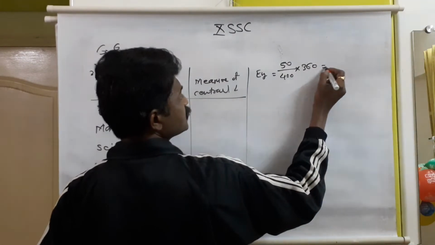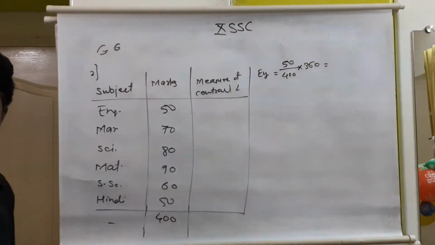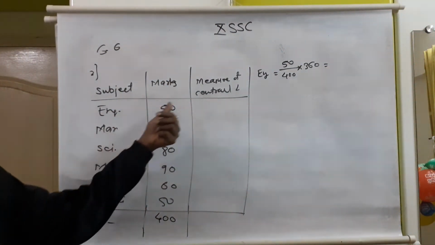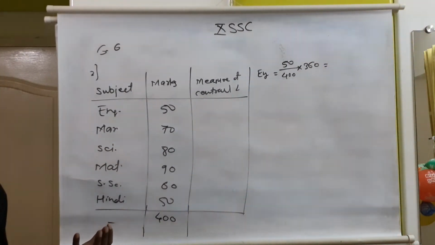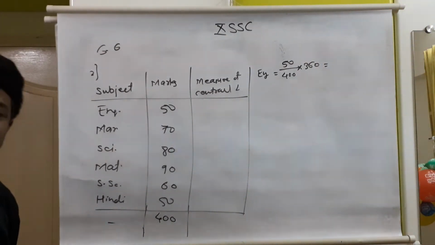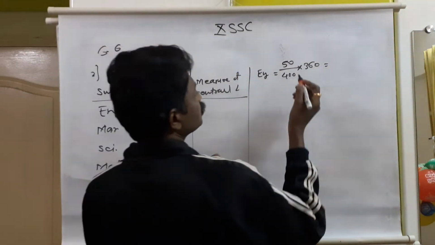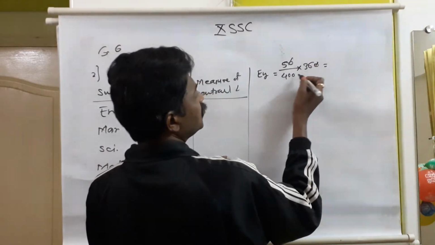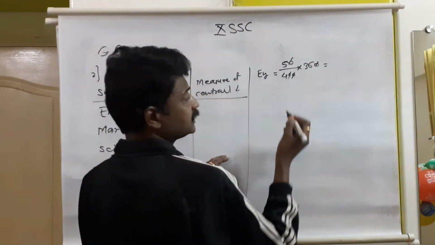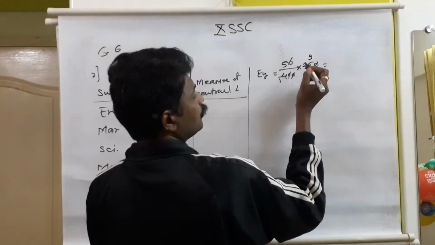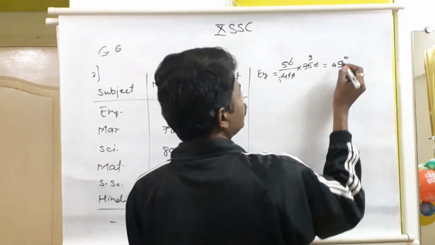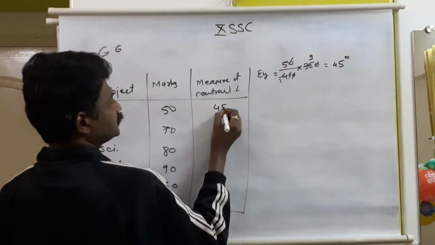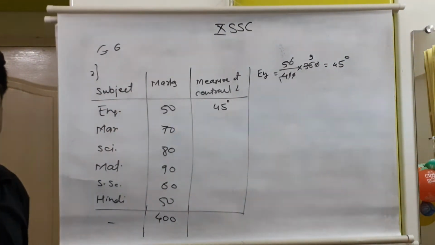So out of 360, how much degree will be the central angle for the subject English? Same way for other subjects also we can calculate, and at the last we can do the total. The total should be equal to 360 degree. Here it can be solved very easily. The 2 zeros will get cancelled. 4 ones are 4, 9 fives are 45. 45 degree will be the central angle for English subject.